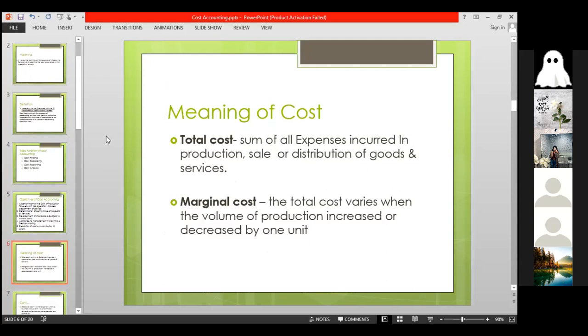The meaning of cost. Now, there are different types of cost in a business. We have seen many of these during economics, and they have the same meaning here, but in accounting we will be calculating them at different stages. So, the meaning of costs, or the different types of cost that exist.